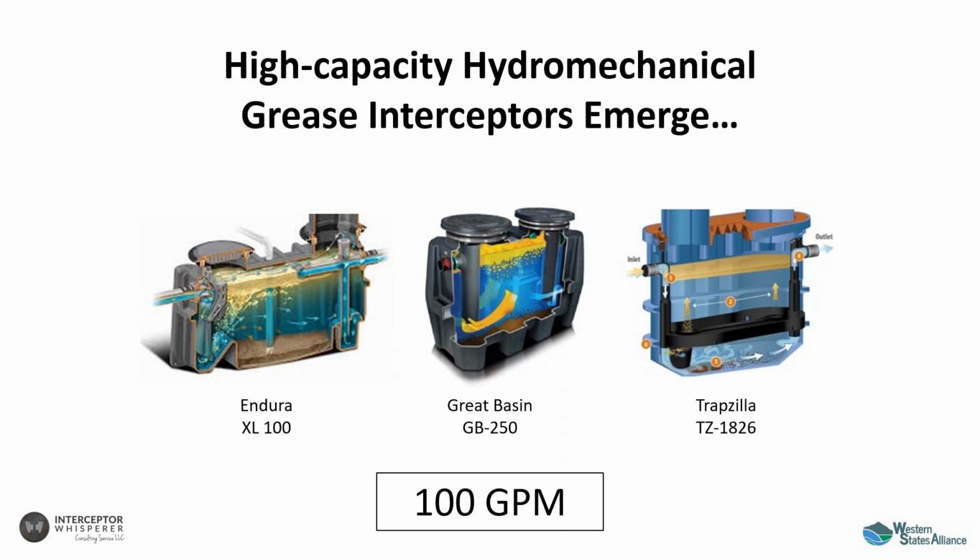There's no such thing technically as a high capacity hydromechanical. There are hydromechanical grease interceptors, and they are performance tested devices. I distinguish between legacy hydromechanicals, which all meet the minimum performance requirements of the standards, and those in this newer category that I call high capacity, a subcategory of those that are maximizing the volume for grease storage in their tank and maximizing the efficiencies of the tanks themselves. I'm showing you 3 examples here: the Endura XL100, Shears Great Basin GB250, and Thermoco Trapzilla's 1826. They're all examples of high capacity hydromechanical grease interceptors.